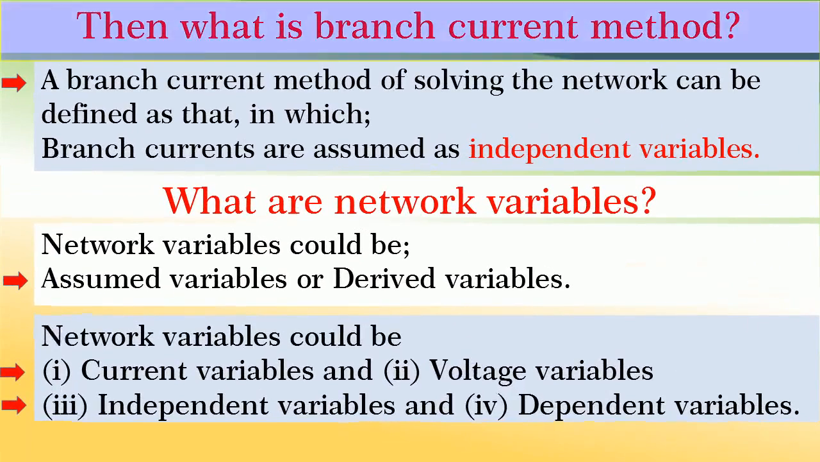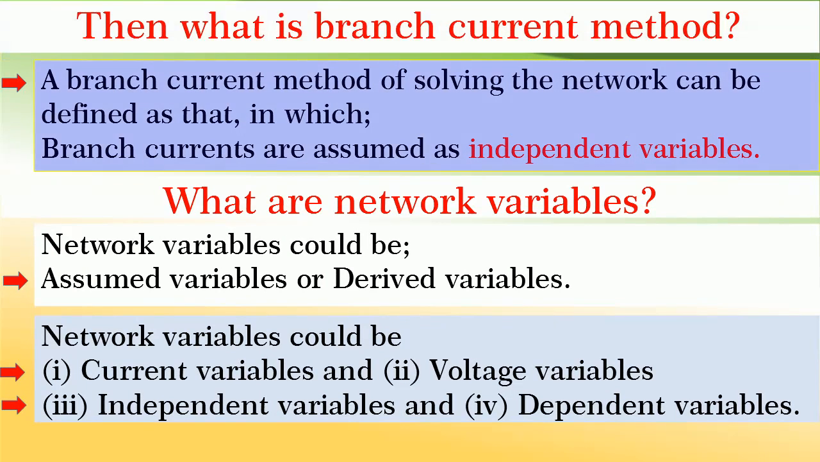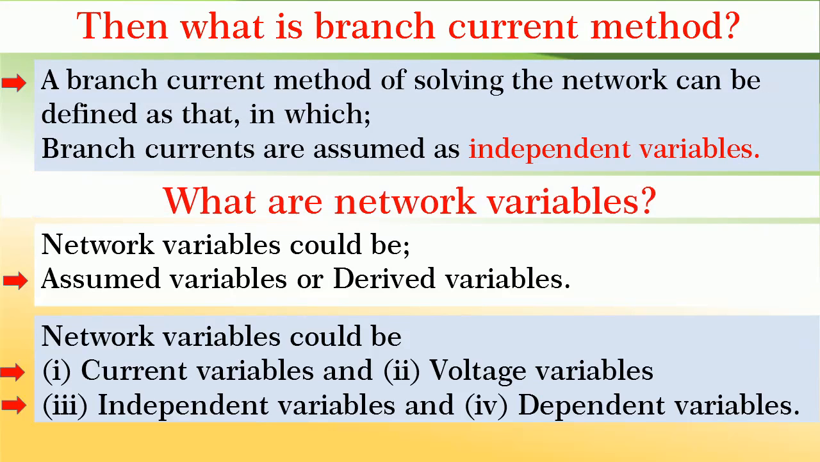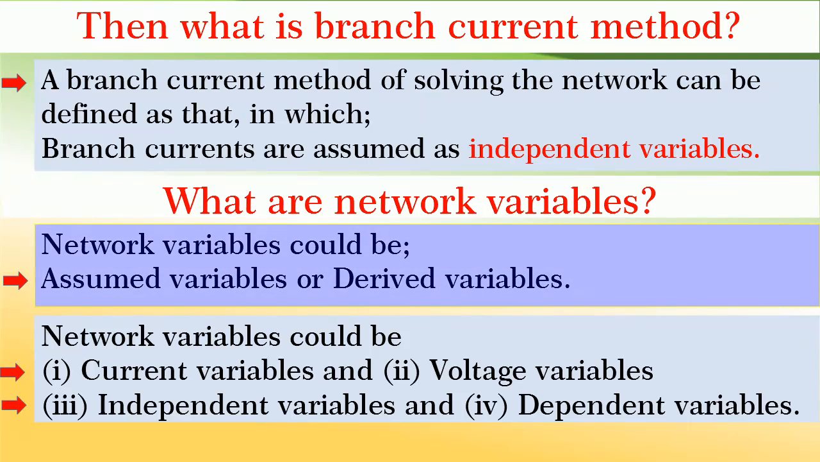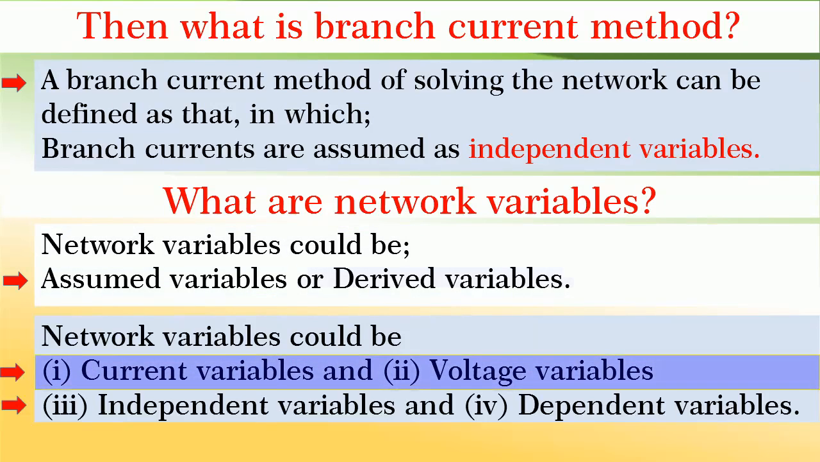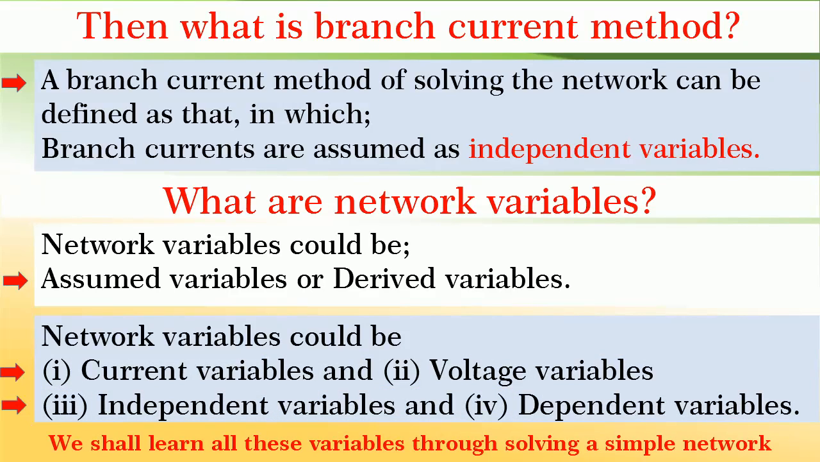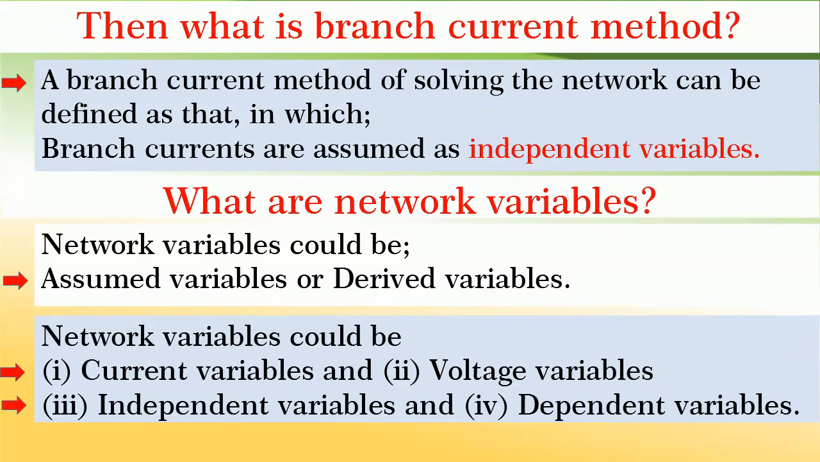Then, what is a branch current method? A branch current method of solving a network can be defined as that in which branch currents are assumed as independent variables. Then, what are the network variables? Network variables could be assumed variables or derived variables, and they could be current variables or voltage variables, independent variables or dependent variables. We shall see all these different types of variables by taking a simple example.